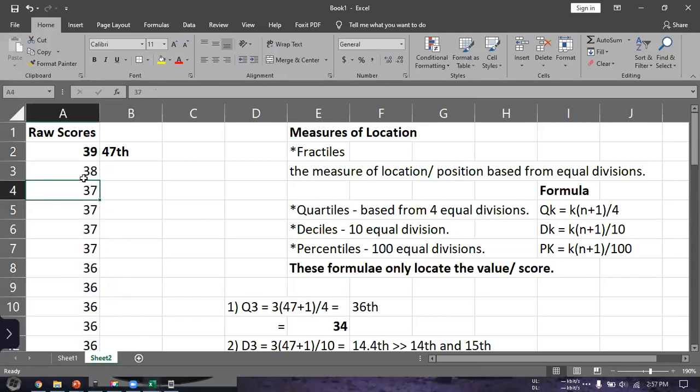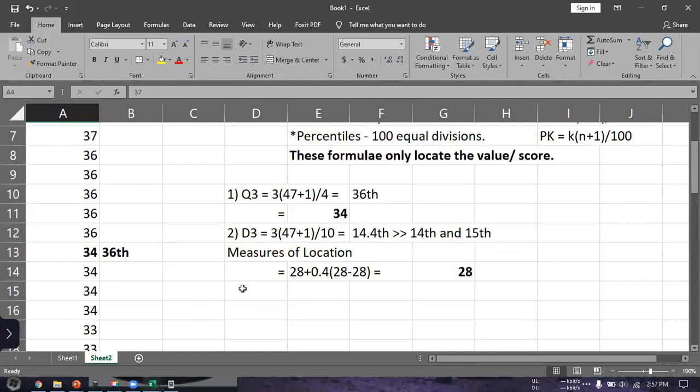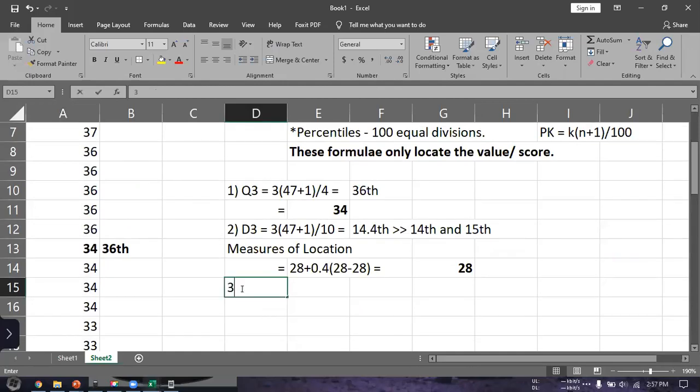Question? None yet, sir. Okay. Let's have another example. Hopefully this one will be different. The ninth decile. Give me the location of the ninth decile.